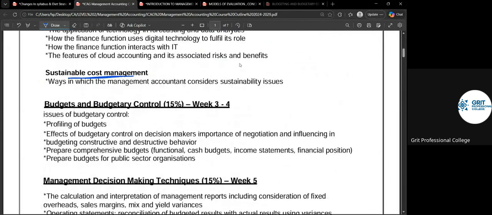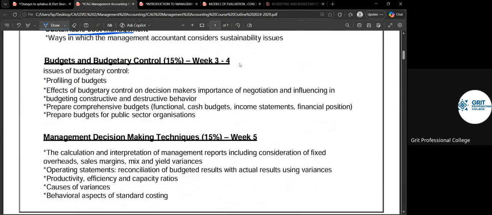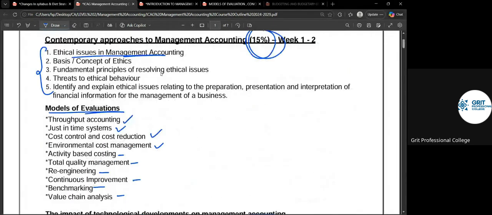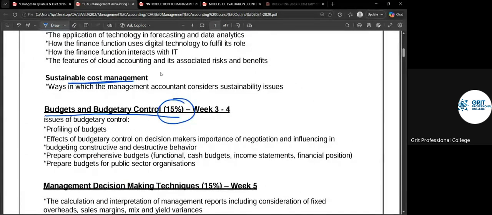All right. Then in the third and fourth week, we also look at a very critical topic in your syllabus, which has to do with budgets and budgetary control, or budgeting and budgetary control. Also for a whopping 15 marks. So in total, how many? 30 marks, we've looked at 30 marks. So for us who like to do the permutations, you can see the areas where you can best get your marks.